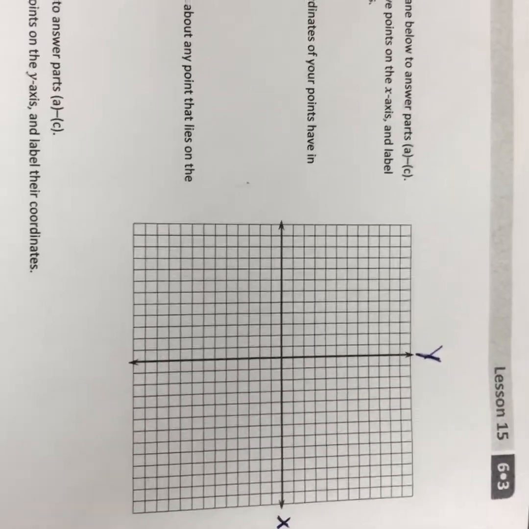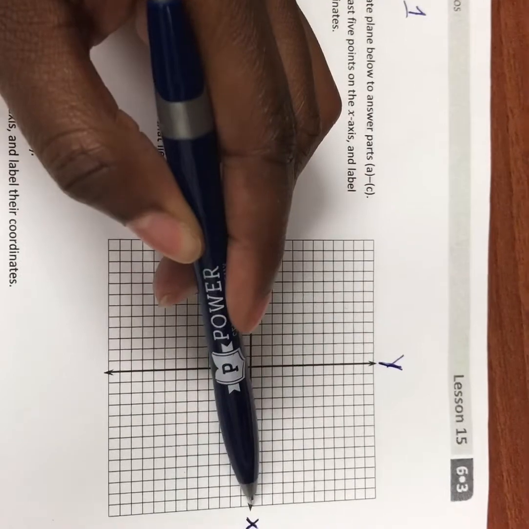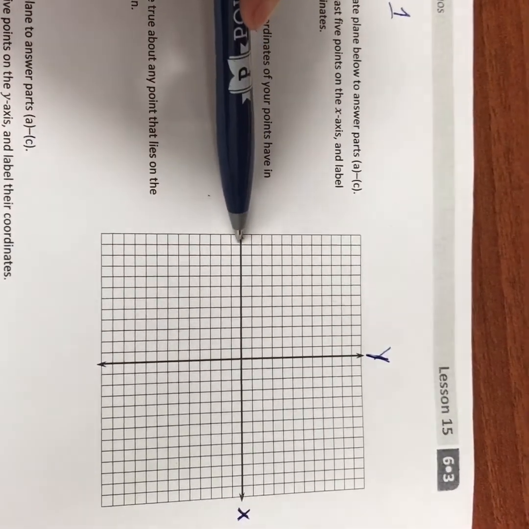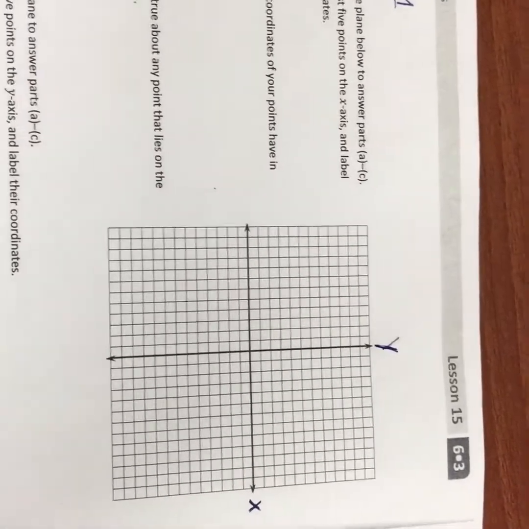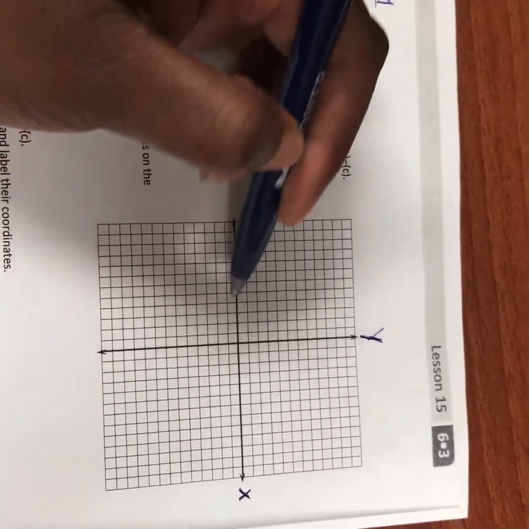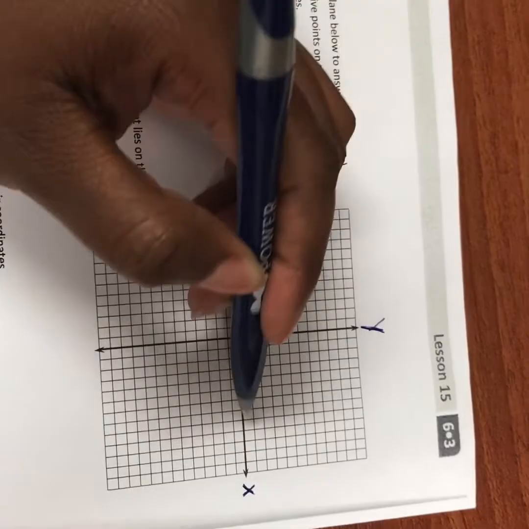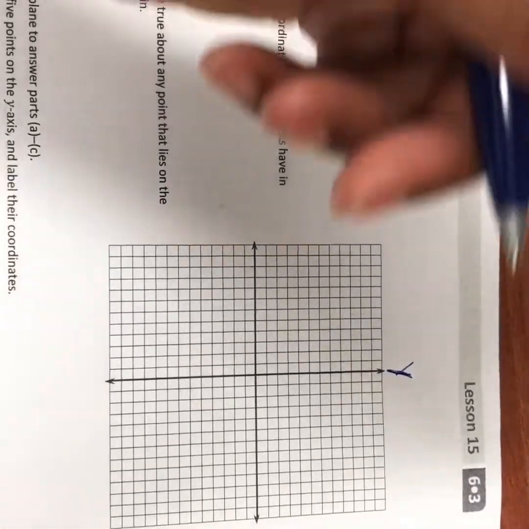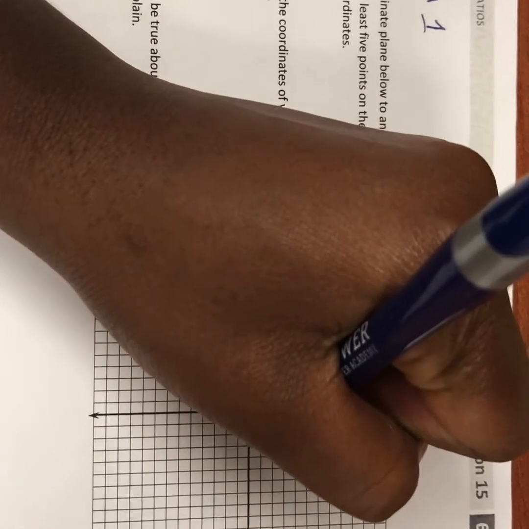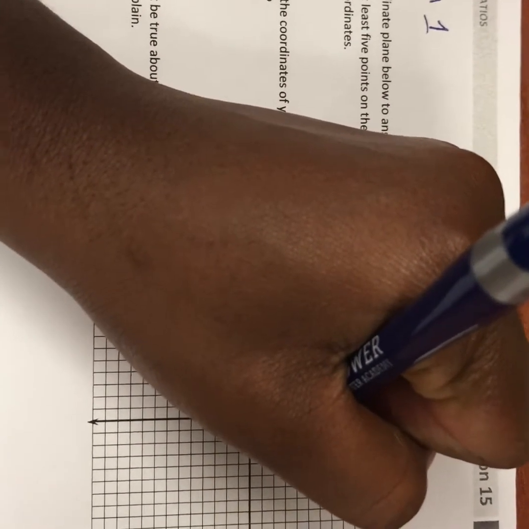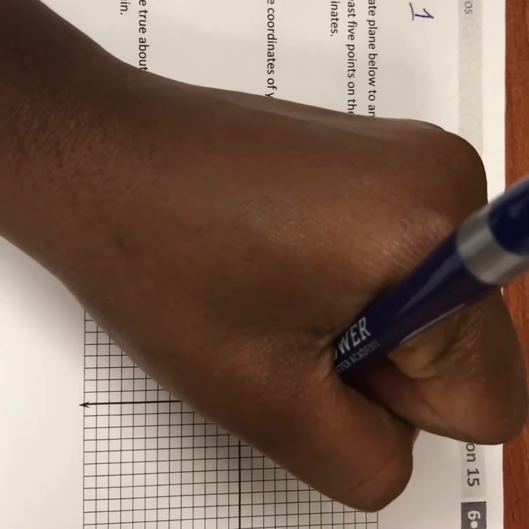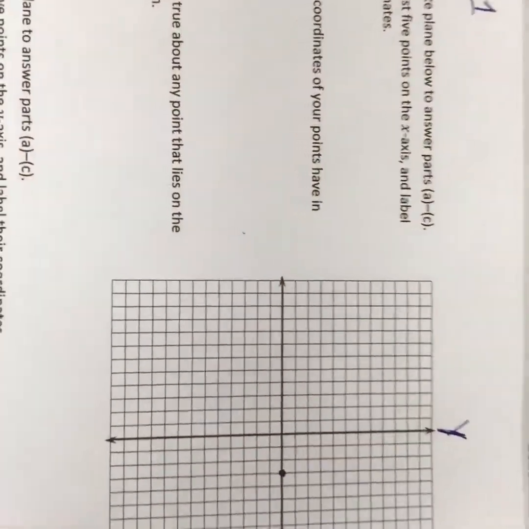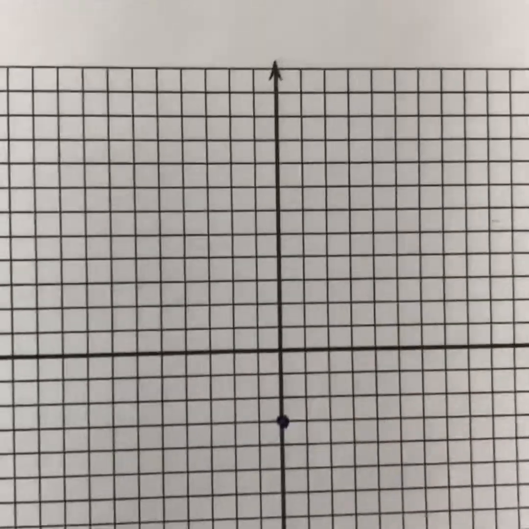So if I look at the x-axis, I need to graph a point on this axis and then label it. And it could be anywhere on this x-axis. It just has to be a point. So I am going to graph my point right here. This is my first point. And I'm going to label the coordinate for that point. You can see that's my point.